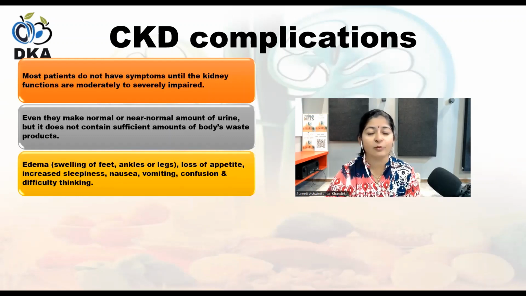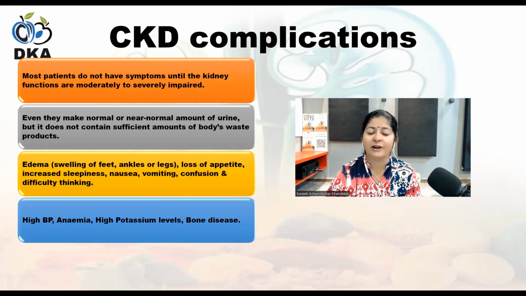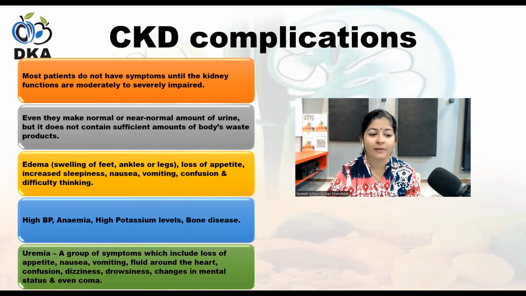We have already discussed this in our previous topic, which was specially covering the symptoms of chronic kidney disease. High blood pressure, anemia, high potassium levels, and bone disease are also complications of chronic kidney disease. Uremia, a group of symptoms which includes loss of appetite, nausea, vomiting, fluid around the heart, confusion, dizziness, drowsiness, changes in mental status, and even coma. These are the complications which chronic kidney disease patients may land into. So we need to be careful.